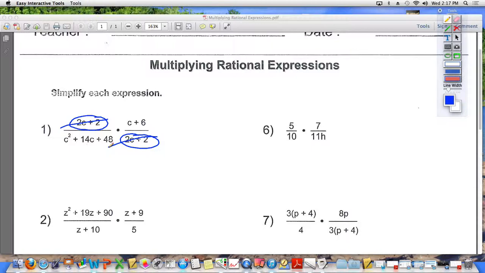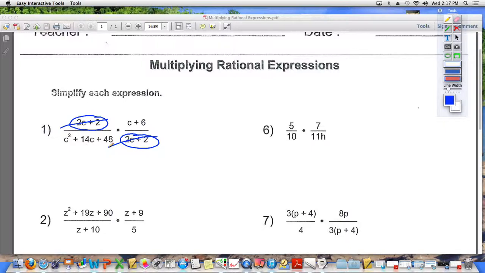All that's left over now is c plus 6 on the top, and then in the denominator we have c squared plus 14c plus 48. So think factoring. Try to factor things, because c squared plus 14c plus 48 certainly doesn't look anything like c plus 6, but there might be a c plus 6 that's hidden in here.